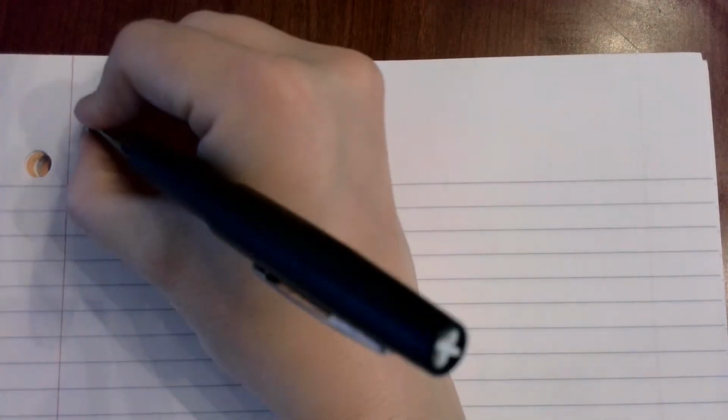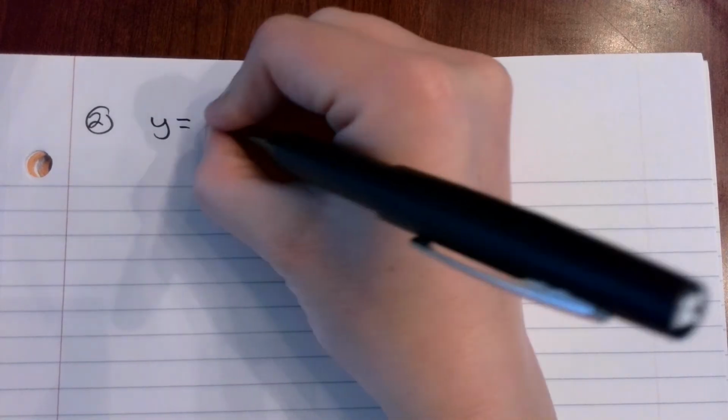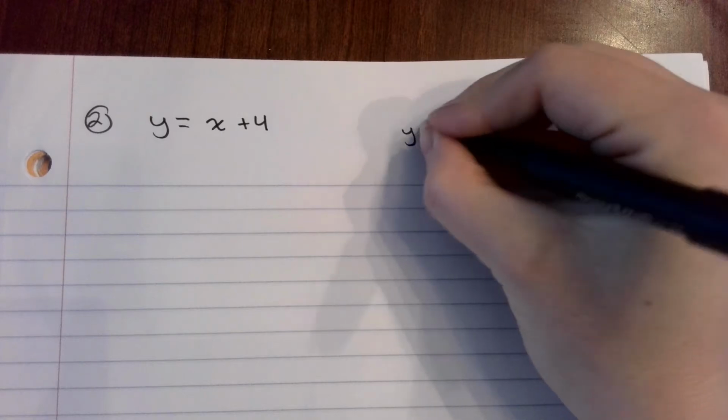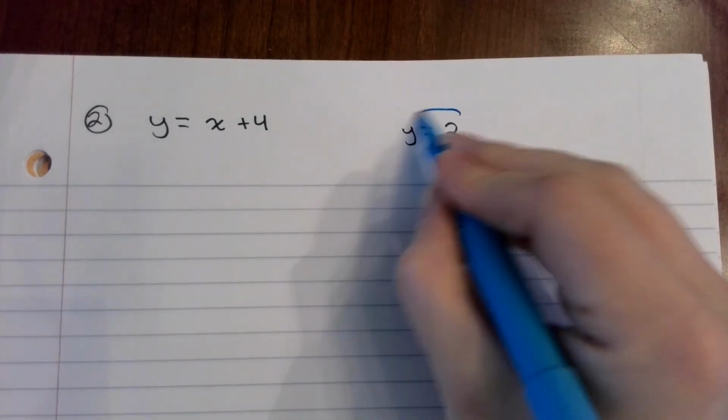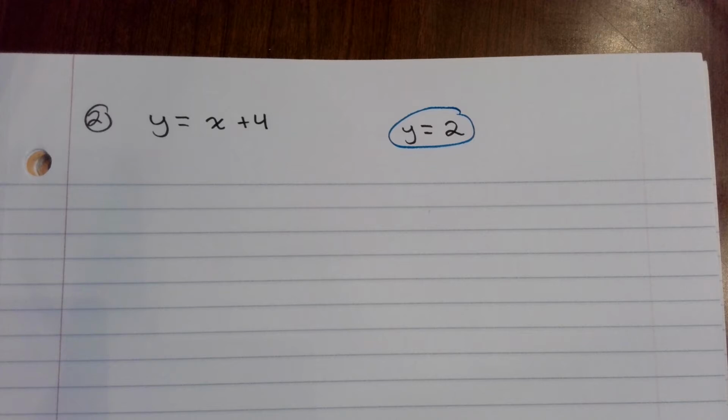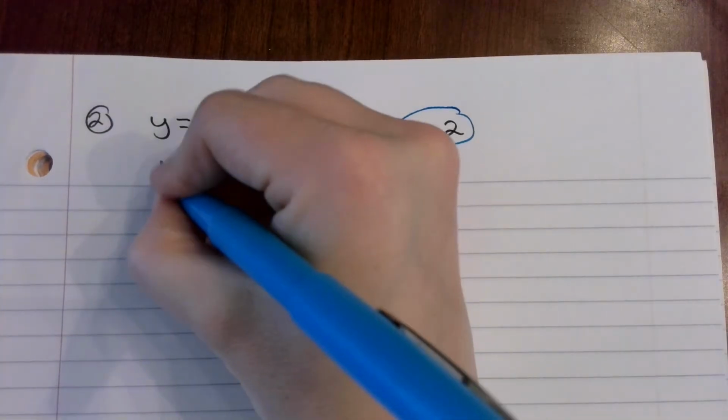All right, let's do something maybe a little simpler. Okay, so I have y is equal to x plus 4, and I have y is equal to 2. Okay, so, hey, look at that. I've already solved for y. Y is equal to 2. It's already told me what y is going to be. So that makes it really, really simple. That means for the next part, I just have to solve for x.